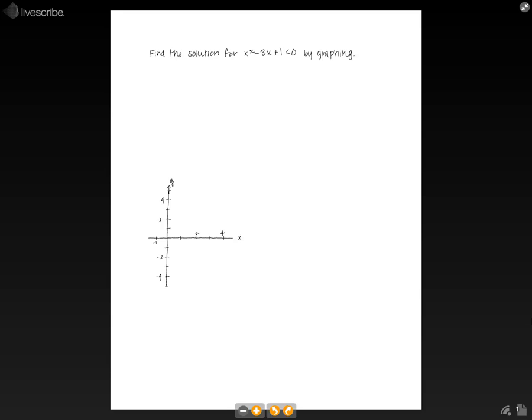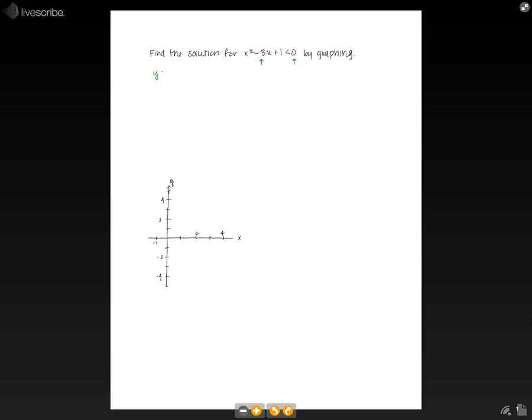In this pencast, we're going to be learning about finding the solutions for inequalities by graphing. So this problem says find the solution for x squared minus 3x plus 1 is less than 0 by graphing. In order to do that, we're going to have to graph the left side and the right side of the inequality and then see where they intersect to find the boundaries.